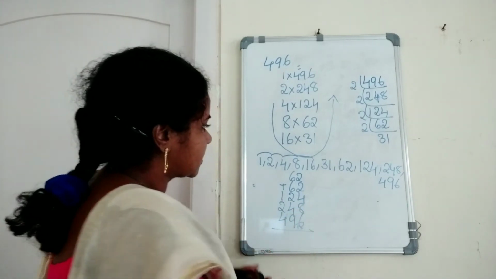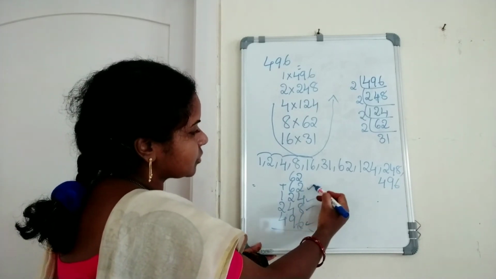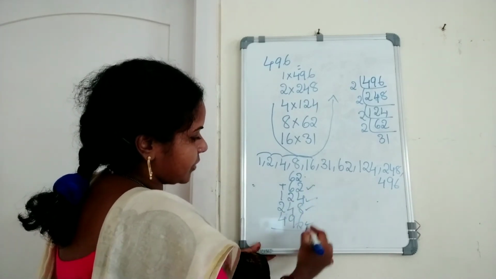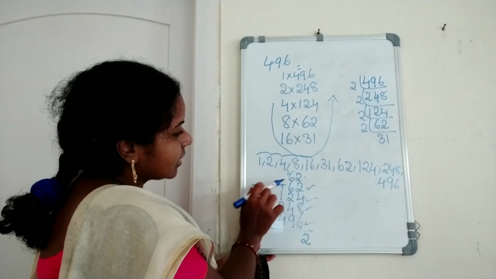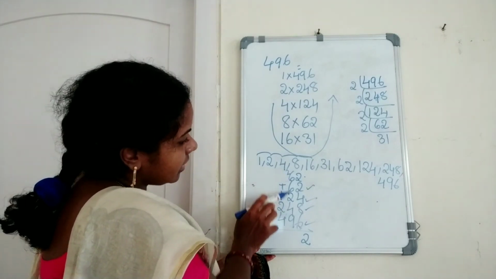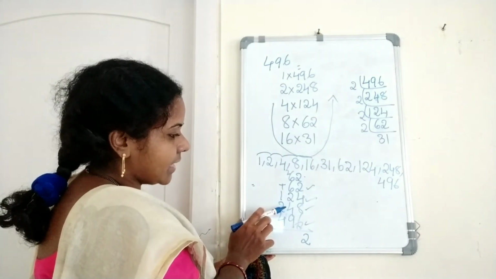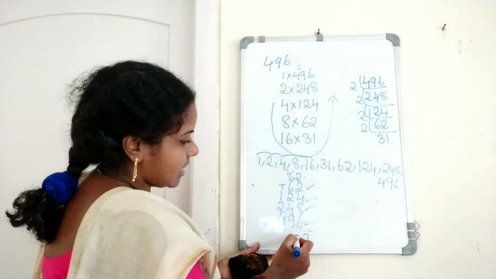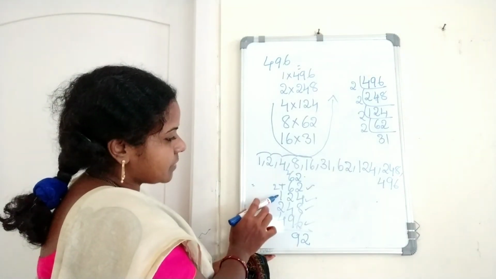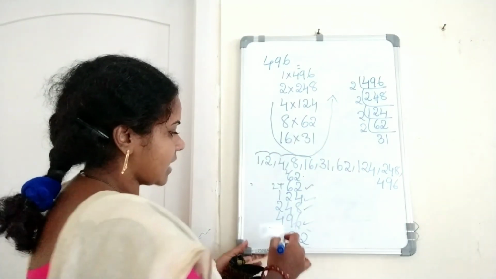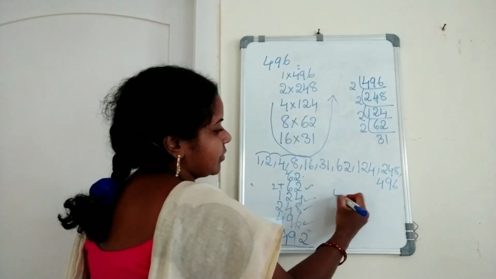Add all these numbers. 6 plus 4 is 10. 10 plus 8 is 18. 18 plus 2 is 20. 20 plus 2 is 22. Then 6 plus 6 is 12. 12 plus 2 is 14. 14 plus 2 is 16. 16 plus 4 is 20. 20 plus 9 is 29. Then 4 plus 2 is 6. 6 plus 1 is 7. 7 plus 2 is 9. The sum is 992. Now I am doubling 496.